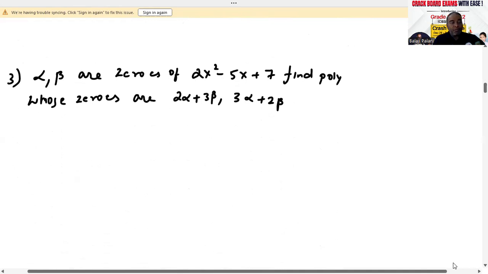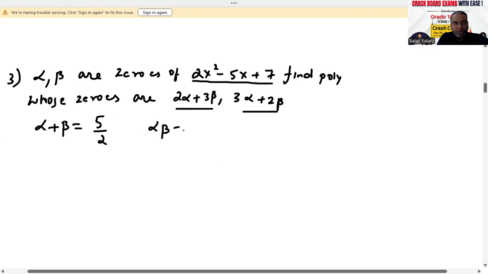And the third question here: alpha and beta are zeros of a particular equation. Find the polynomial whose zeros are 2 alpha plus 3 beta and 3 alpha plus 2 beta. So how do we normally do such problems? Just get the sum and product from the given equation. Alpha plus beta is minus b by a, which gives you 5 by 2. And the product of the roots, alpha beta, is equal to c by a, which gives you 7 by 2.